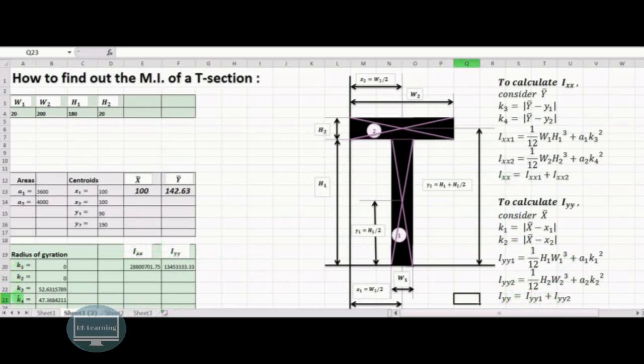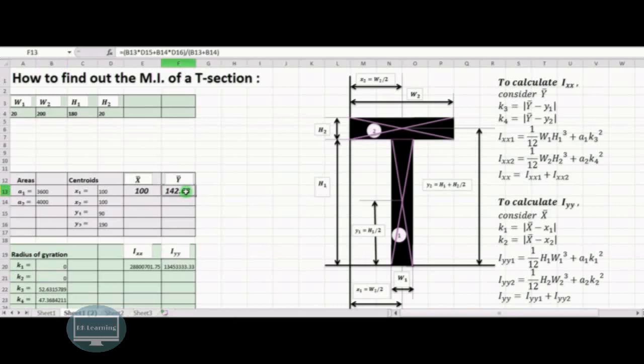So first we have calculated K1, K2, K3, K4. So K1 is X bar minus X1. So X bar is this particular value. So you can see over here, X bar is nothing but this E cell, and it is E13 minus this D13. So that value will give you the value of K1. Similarly, K2 will be equal to X bar minus X2, that is the same cell E13 minus D14, that is this particular value. Similarly, we have calculated K3 and K4, that is Y bar minus Y1.